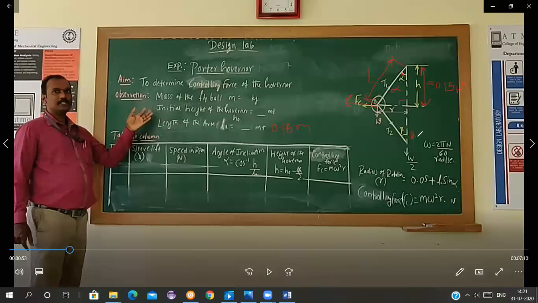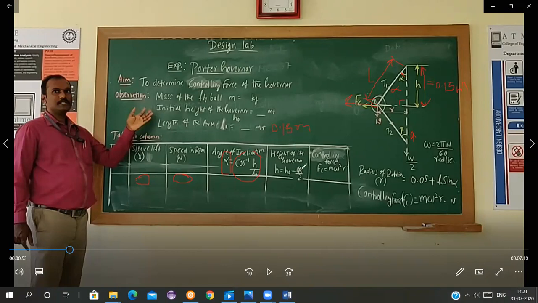So we have to measure and see the sleeve lift, and we have to put it here. Then we are getting the speed of the governor. We have to put it here. Then we can calculate the value of alpha. One thing you can note, we are finding the value of alpha here, that is cos inverse of h upon L. So at any point, we will get the value of alpha.